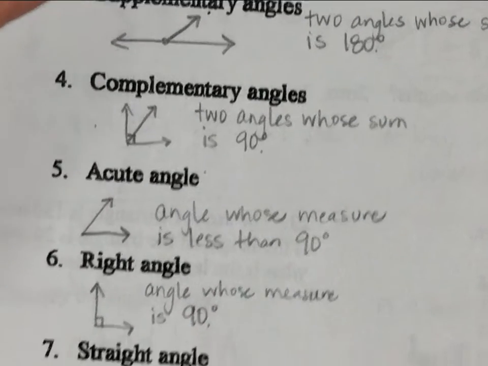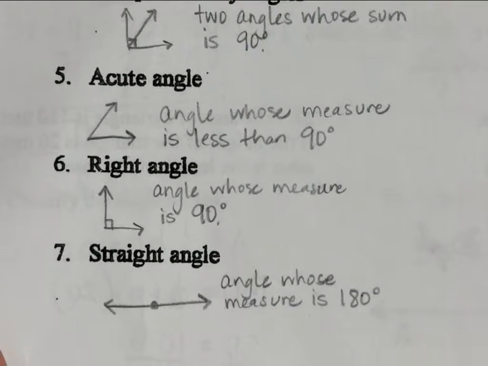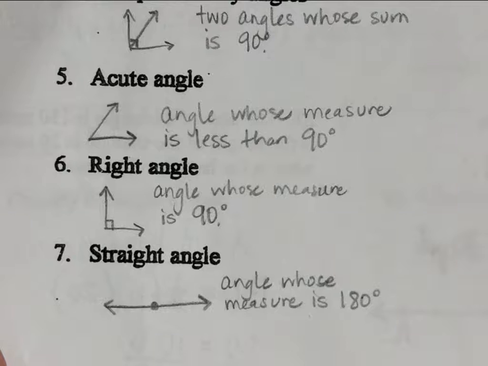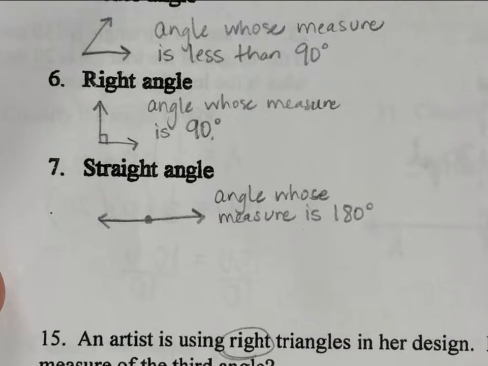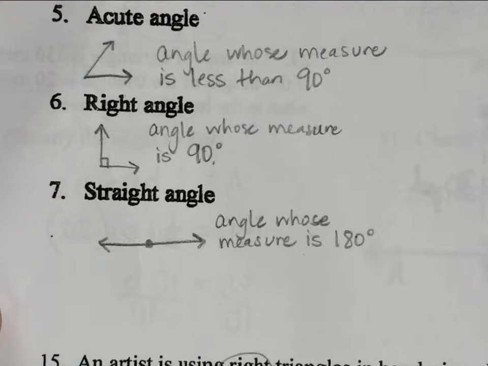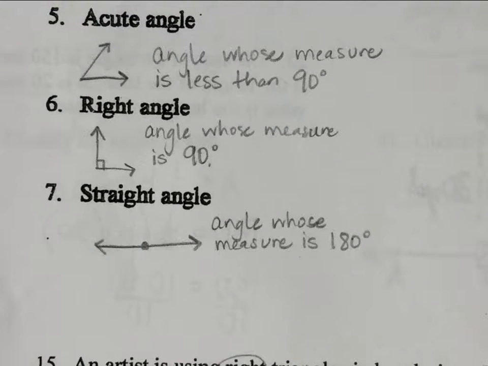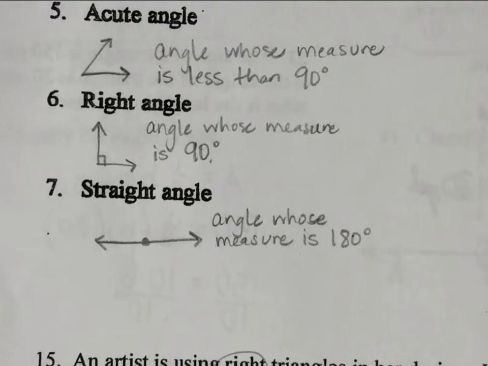An acute angle is an angle whose measure is less than 90. And then remember, a right angle is 90 degrees. And a straight angle is 180 degrees. Any questions on 1 through 7 definitions? Do I need to go back to any of them? Yes, ma'am.